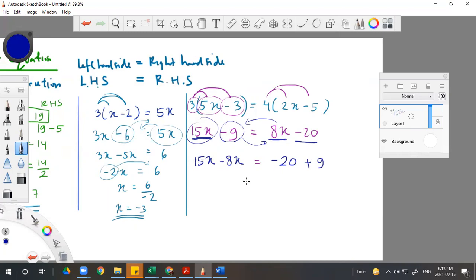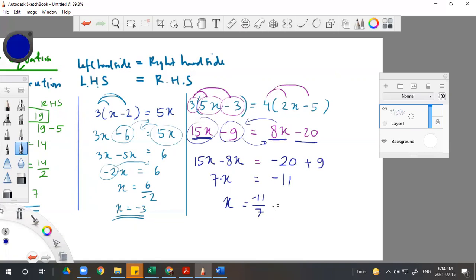15 minus 8. Okay, 15x minus 8x. So 7x, right? 15 minus 8. And negative 20 plus 9. Negative 20 plus 9. Oh, it's still negative, and find the difference. That's it. So the value of x would be times, right? Do the other inverse operation. Negative 11 over 7. And I think that's all.